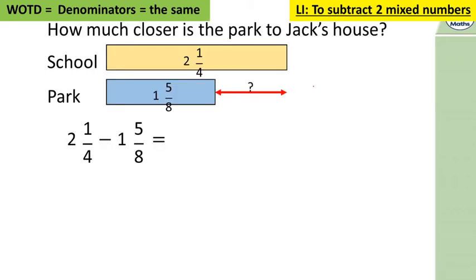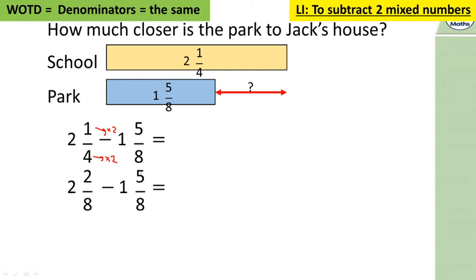Right, so let's just move it so we've got a bit more space. So 2 1/4 minus 1 5/8. We need to make the denominators the same. So 2 1/4, what do you do to make it equal 8? You times it by 2. Whatever you do to the bottom, you do to the top. So 1/4 becomes 2/8. So now we have 2 and 2/8 minus 1 and 5/8.